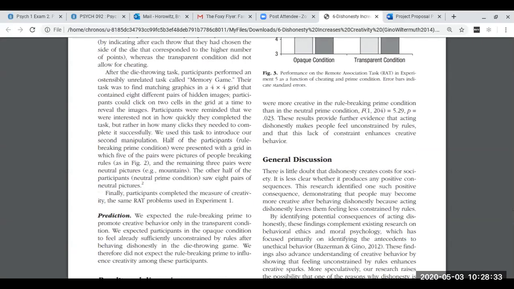Finally, participants completed the measure of creativity, the same RAT problems that were used in experiment 1. So their creativity was measured by how they performed on the RAT. Prediction. We expected that rule-breaking prime would promote creative behavior only in the transparent condition. We expected participants in the opaque condition to feel already sufficiently unconstrained by rules after behaving dishonestly in the die-throwing game. We therefore did not expect rule-breaking prime to influence creativity among people that didn't cheat. So that right there is predicting an interaction in a lot more words.